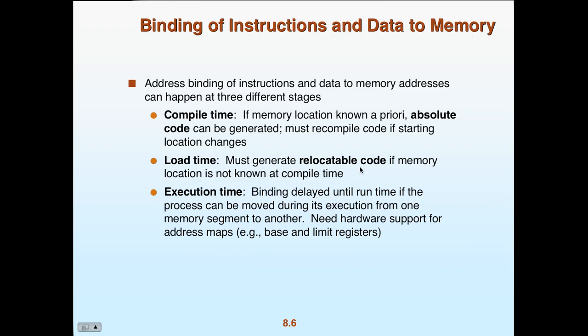That would be called relocatable code, because we don't know where it's going to be at. We don't know where in memory. Instead, we're going to create this artificial link in the program that says go out and load it. So the last but not least is at execution time. So binding is delayed until the runtime actually occurs. If the process can be moved around during its execution from one memory segment to another, it can be done. Sometimes you need hardware support for address maps, based on limit registers.